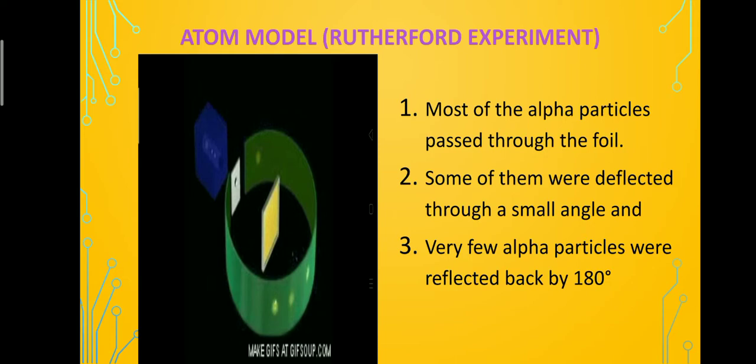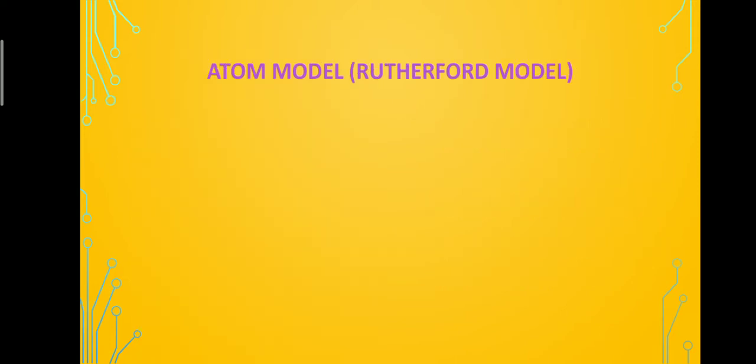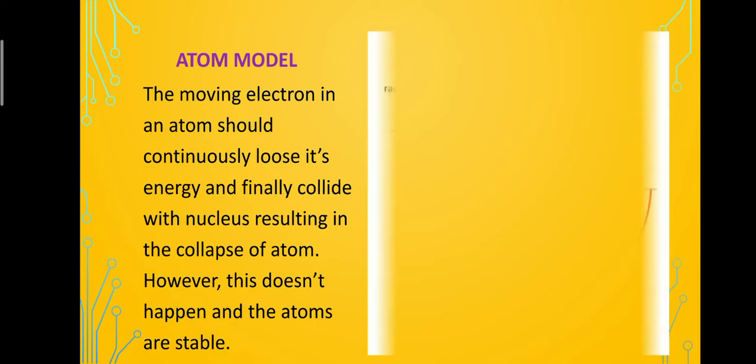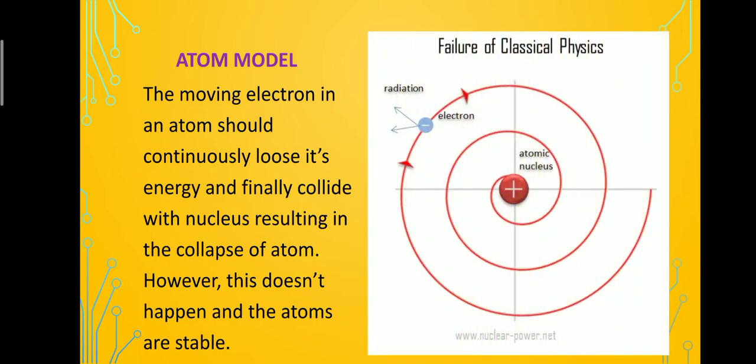Based on these three observations, he gave a model for an atom, and he found that inside an atom there is a positive charge. This was the model proposed by Rutherford. He found that a positively charged particle is present in the center of an atom, which constitutes nearly all the mass of the atom. He also said that the electrons revolve around the nucleus with an energy, but there is a drawback in this model.